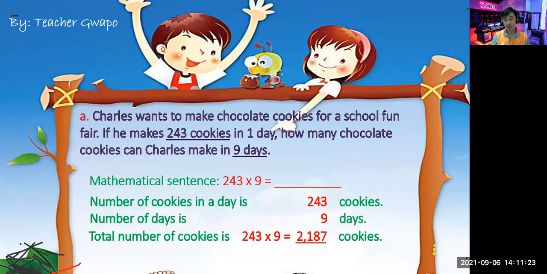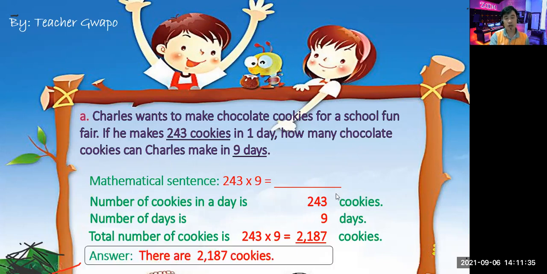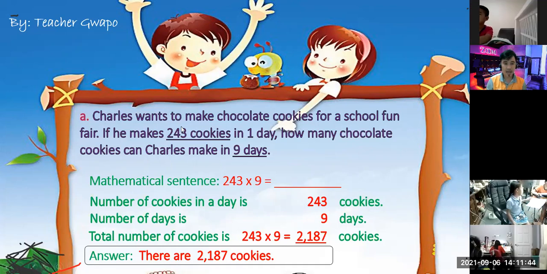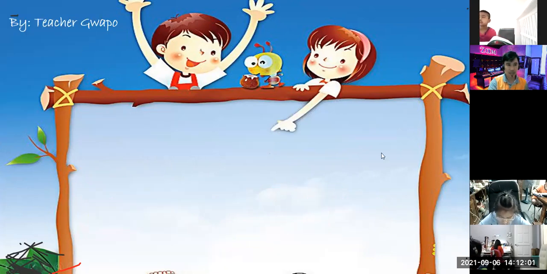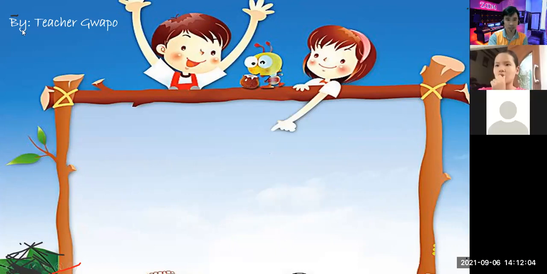Total number of cookies. So 243 times 9 is equals to 2,187. So the answer here, there are 2,187 cookies. Okay, so that's it. That's for letter A. Now in letter B, in your book, that is on page 46. Okay, page 46. In page 46, don't worry, I will send you the recorded video later.